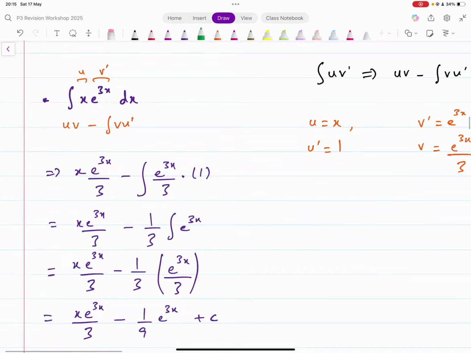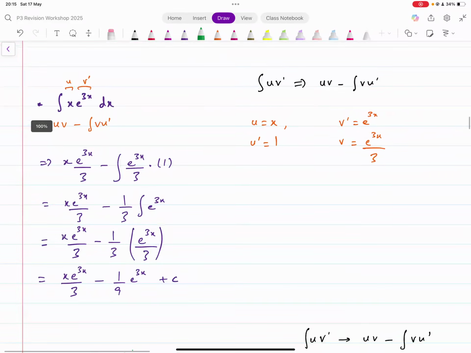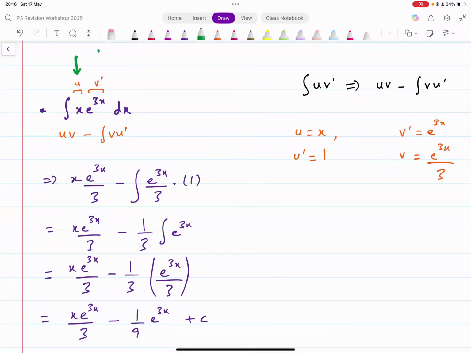This is another example. You can have a look at that. U is x here, v dash is e power 3x. All you have to do is find the derivative of u to give you u dash, find the integration of v dash to give you v, input values in this formula and simplify that. That should give you the result.